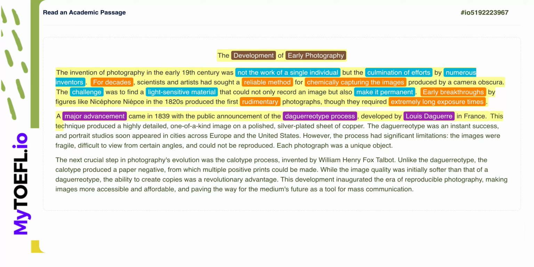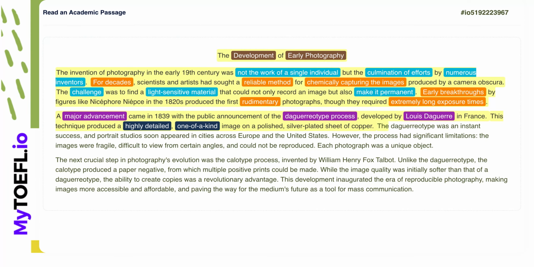This technique produced a highly detailed, one-of-a-kind image on a polished, silver-plated sheet of copper. This sentence describes the daguerreotype. Two features stand out. First, the images were highly detailed, which suggests a high quality. Second, they were one-of-a-kind. This is a very important detail that hints at a limitation we'll learn about soon. It means each photo was unique and couldn't be copied.